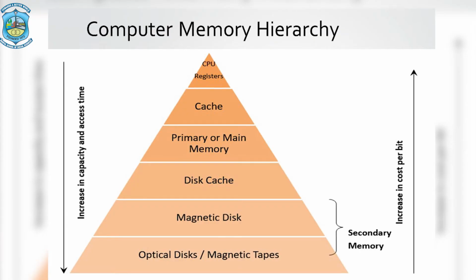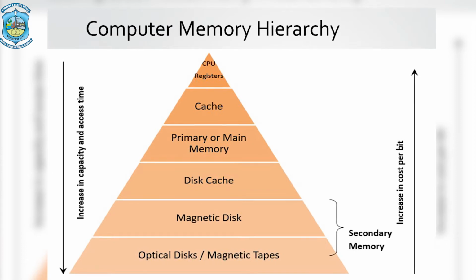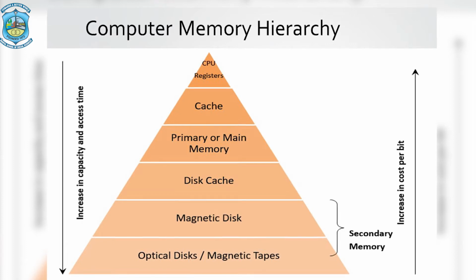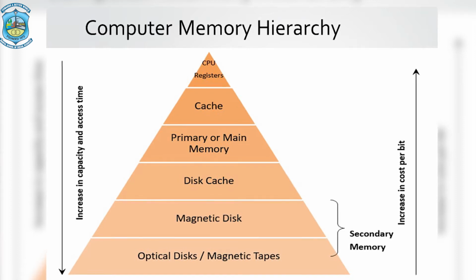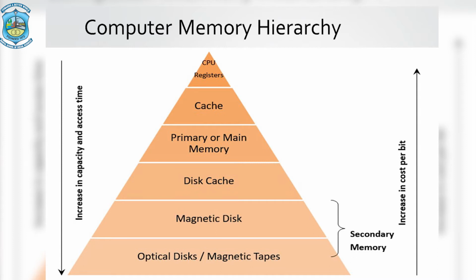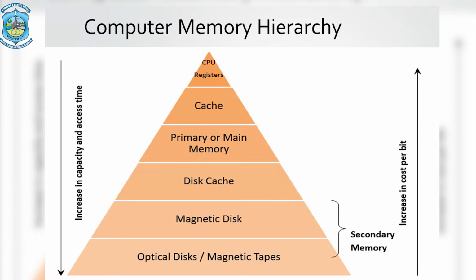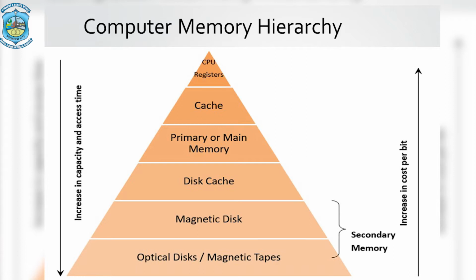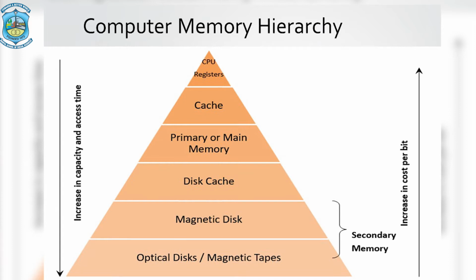Let us now concentrate on what is the computer memory hierarchy. As you see in this figure, the computer memory hierarchy consists of different steps, and at each level there are some storage devices. If you look at the lowest of the hierarchy levels, you would find optical discs, magnetic tapes, and magnetic disks, which make up the secondary memory. On top of this hierarchy is the disk cache. Above it is the primary memory or the main memory. Above the primary memory comes the cache, and finally at the top of the hierarchy are the CPU registers.